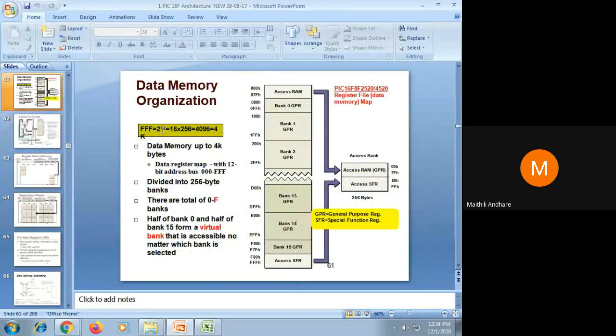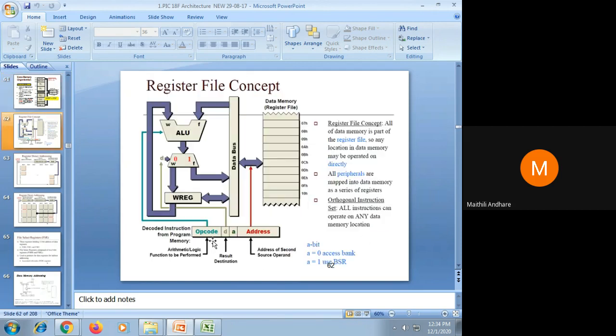16 banks are there. The total memory is 4 kilobytes, and that 4 kilobytes of total memory is divided into 16 banks, and the size of each bank is 256 bytes. Among those banks, the upper half of bank 0 and the lower half of bank 15 combined together to form an access bank. Either you want to access the access bank or you want to access the general bank, that depends upon the bit a. If a is equal to 0, the access bank will be selected. If a is equal to 1, through the bank select register, the remaining banks are selected.